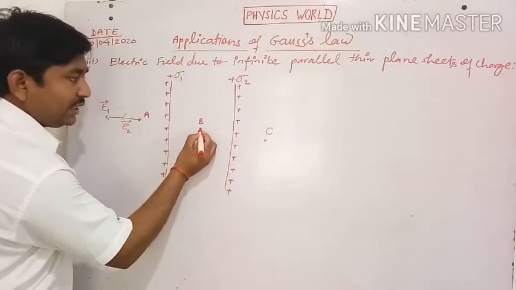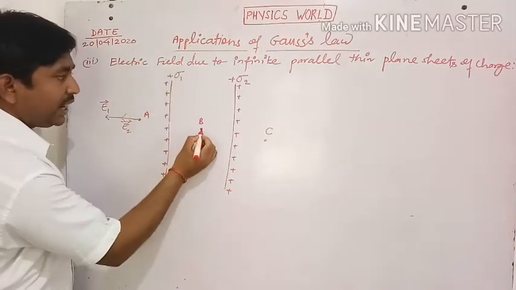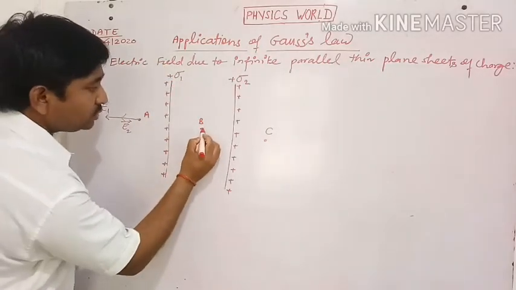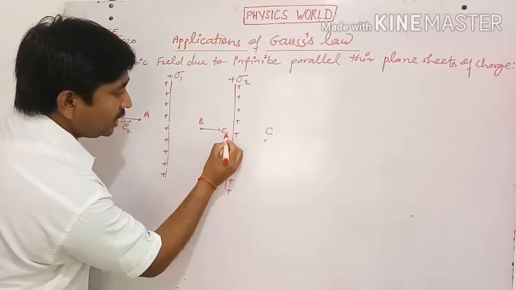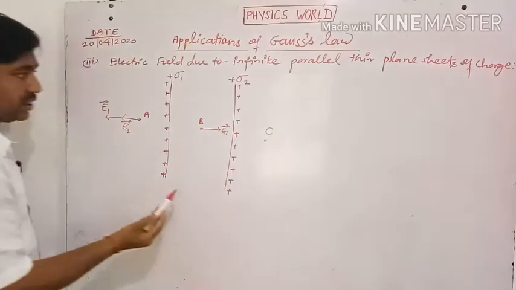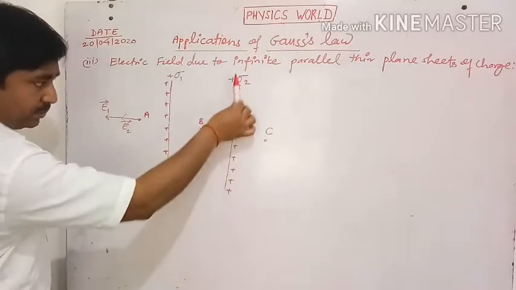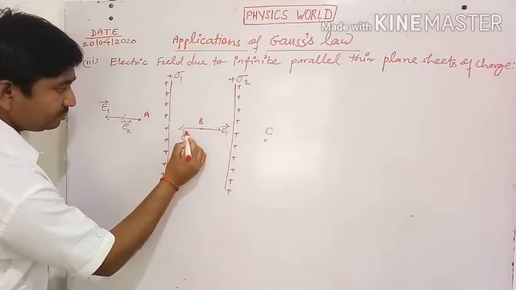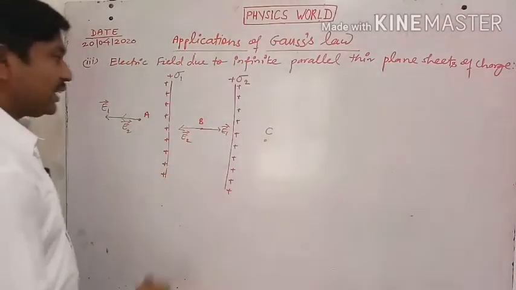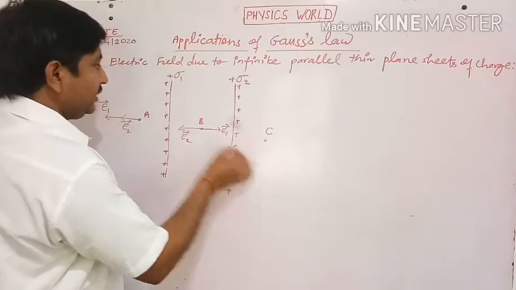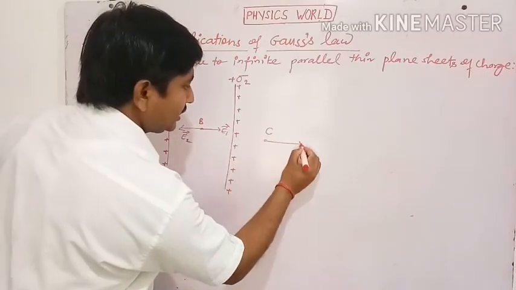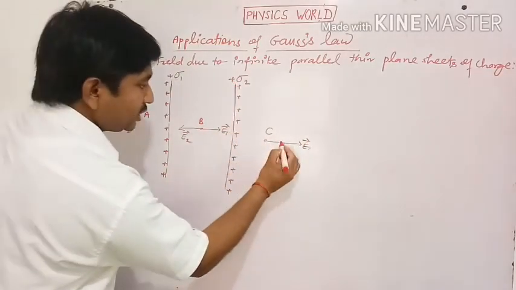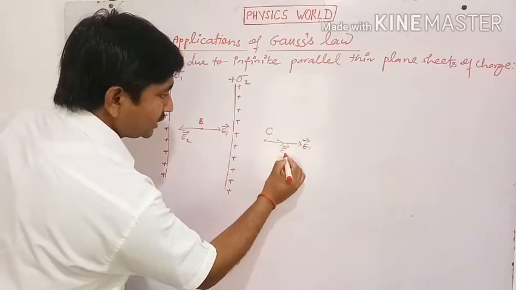Now if we consider the value of the electric field at any point B, then due to this plane sheet, which is positively charged, the direction of the electric field is just along the right side, and the electric field due to this plane sheet at this point will be just along left side. The electric field at any point C due to first charge is just along right side, and electric field due to this second plane sheet at this point is also along the right side.